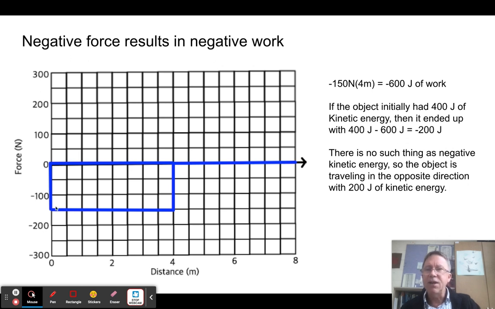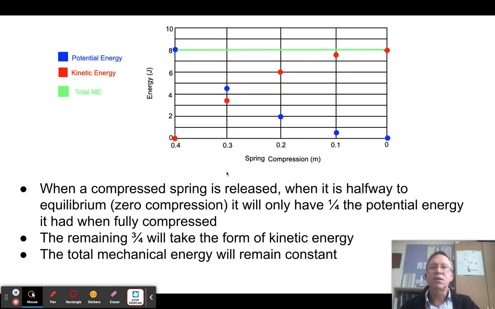If I take the area here, I'm going to say negative 150 times 4. So that's negative 600 joules worth of work. All that means is this work was done opposite the direction of the object's motion. So I end up getting negative 200. We can't have negative energy. That just means it ended up having 200 joules of kinetic energy when we're all said and done.